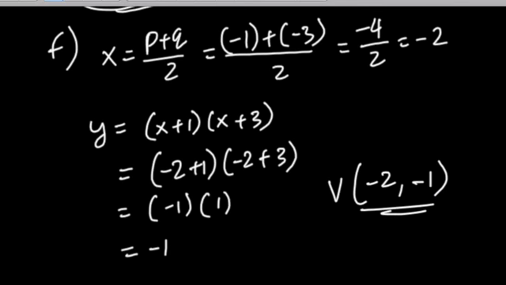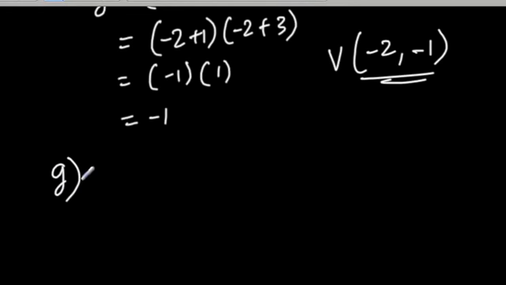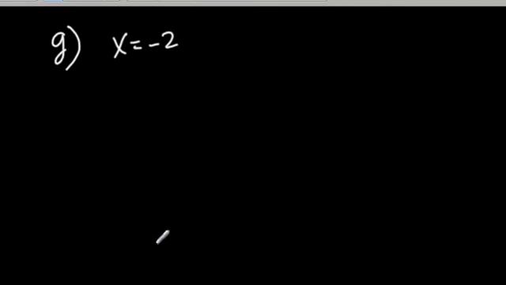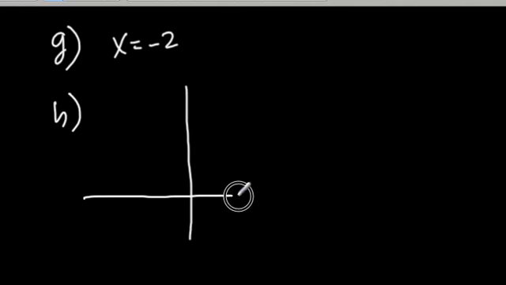Let's move on to G. G says to find the equation of the axis of symmetry. The axis of symmetry pretty much goes through the x-coordinate of the vertex, so x equals negative 2. H says to graph it, so let's graph it. So it's going to be like that.